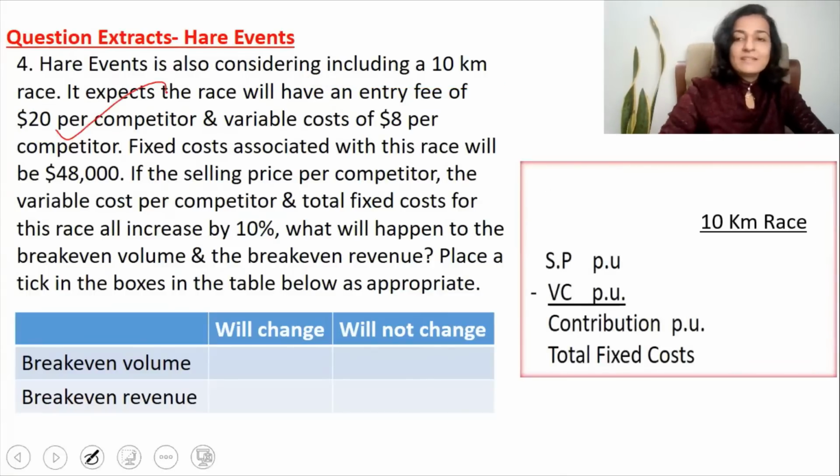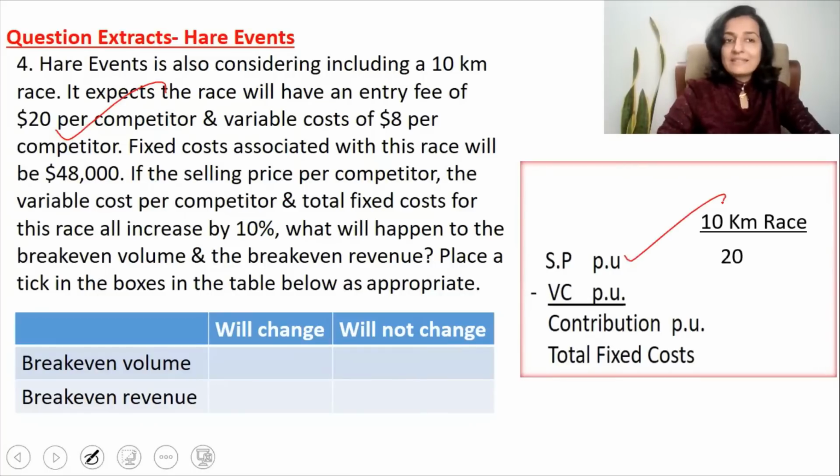So the selling price is $20. So I'm keying it against the selling price and variable cost of $8 per competitor. So we write against the variable cost $8. So we can find out the contribution. It is nothing but 20 minus 8. So it is $12 per unit.